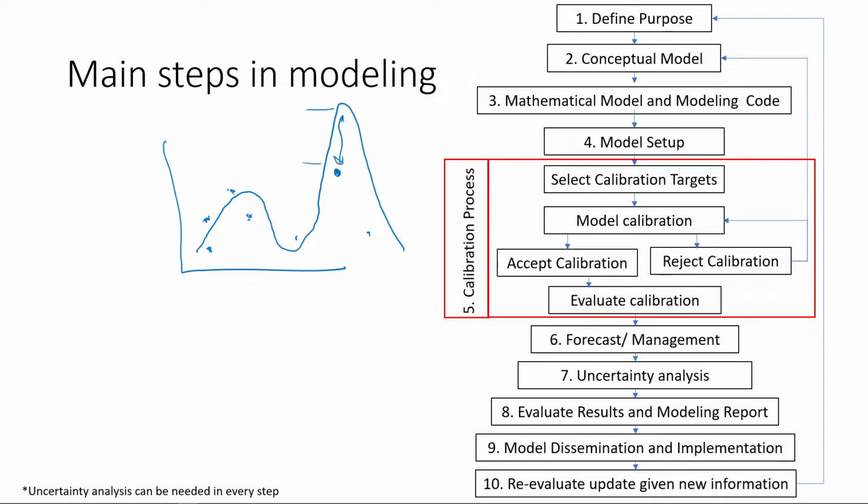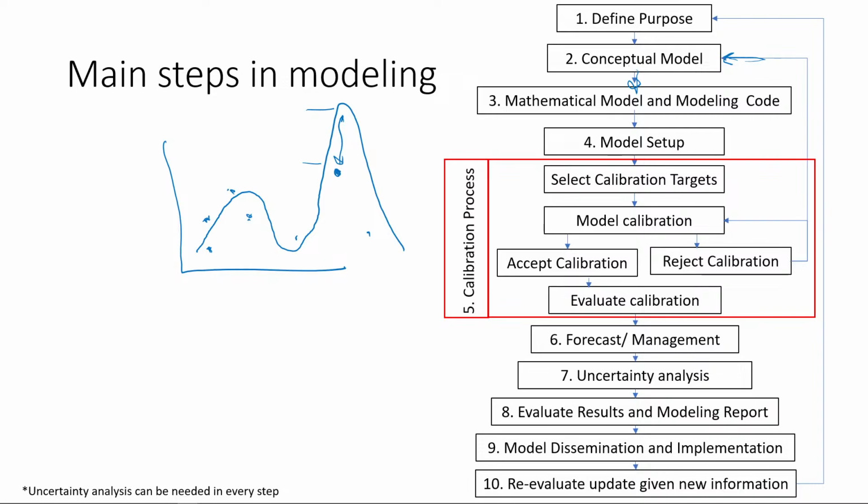If you don't have a good match, you can keep playing with your model parameters until you get the match, or you can change your conceptual model and accordingly change your mathematical model, or use the same mathematical model but just change your conceptual model, like your boundary conditions, for example, and then you repeat the steps.